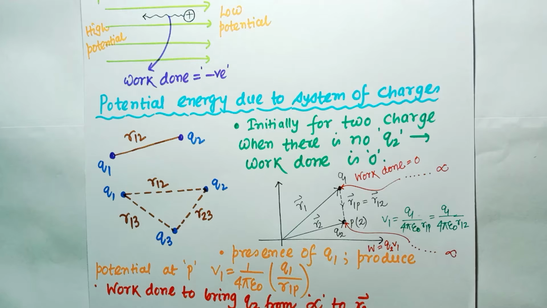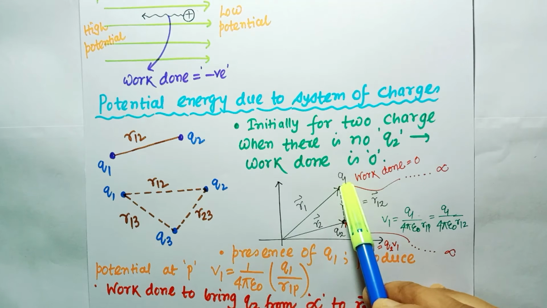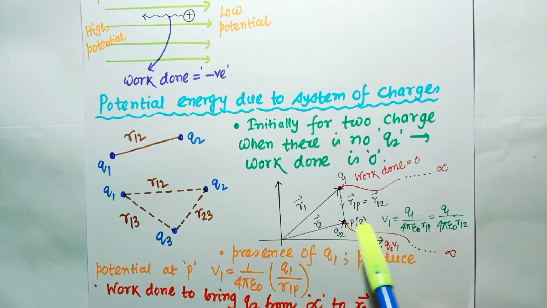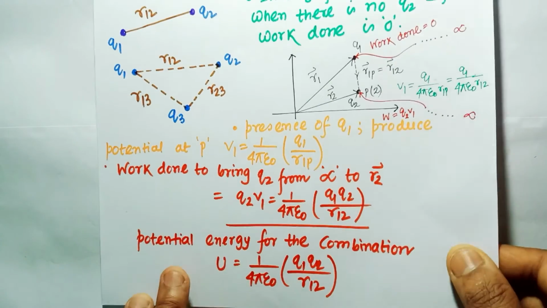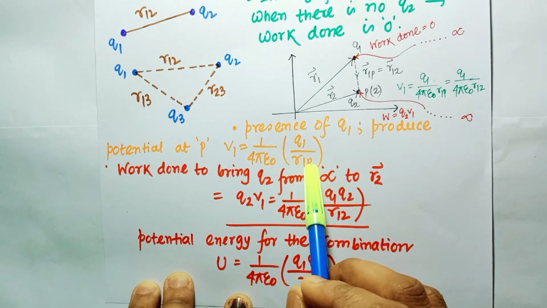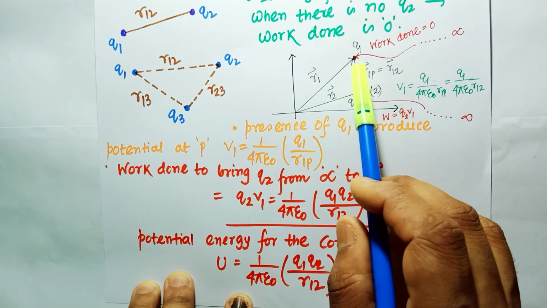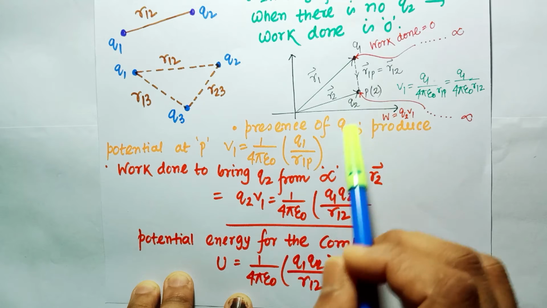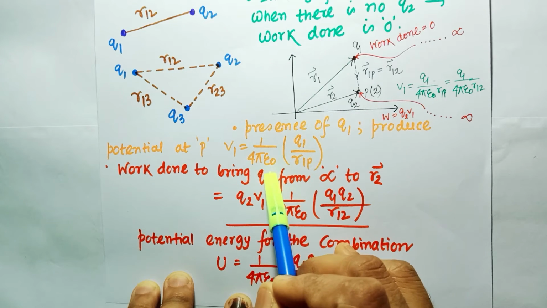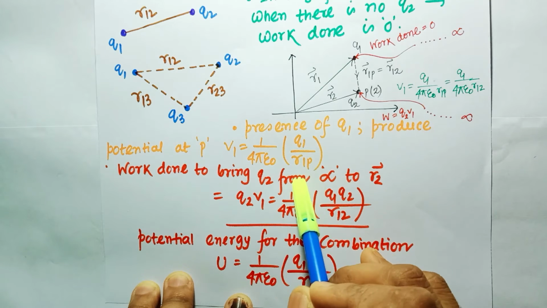When I bring the charge Q1 here, it will produce its own potential at a point, suppose the point P. So the presence of Q1 produces a potential at the point P. What will it be? V1 is equal to 1 by 4 pi epsilon naught times Q1 divided by R1P, because this is the point charge Q1 here. At a distance of R1P, it will produce the potential V1 equal to 1 by 4 pi epsilon naught times Q1 by R1P.